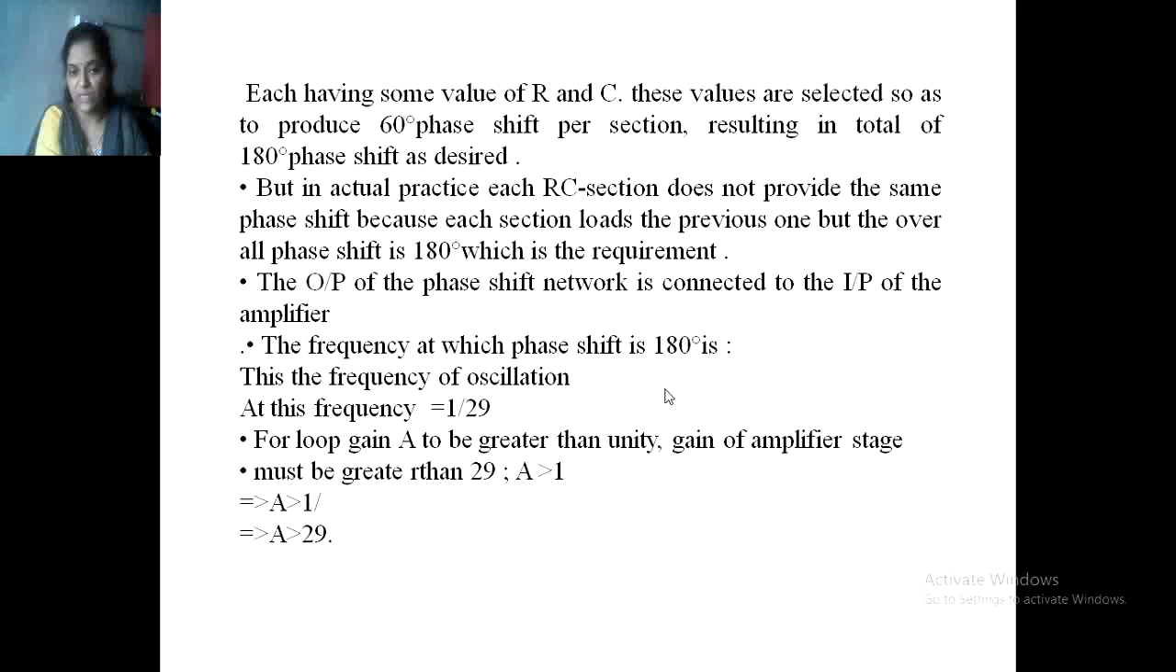So at this frequency, for loop gain A to be greater than 1, the gain of the amplifier stage must be greater than 29. So A is greater than 29.